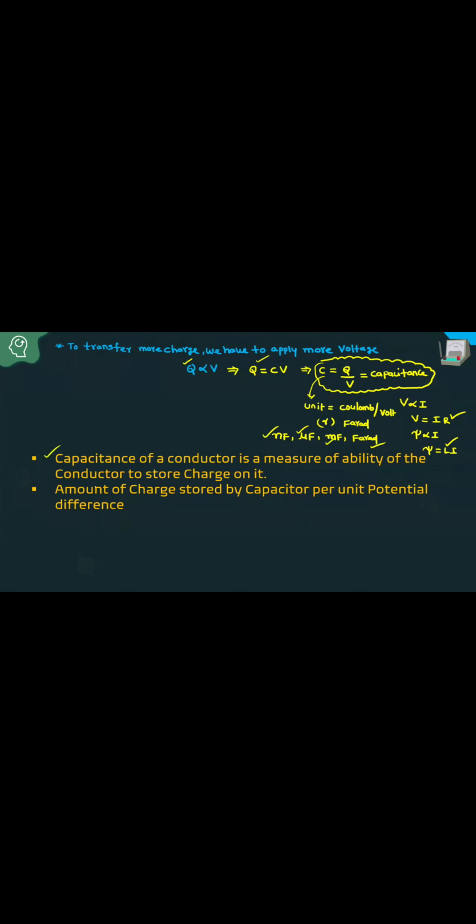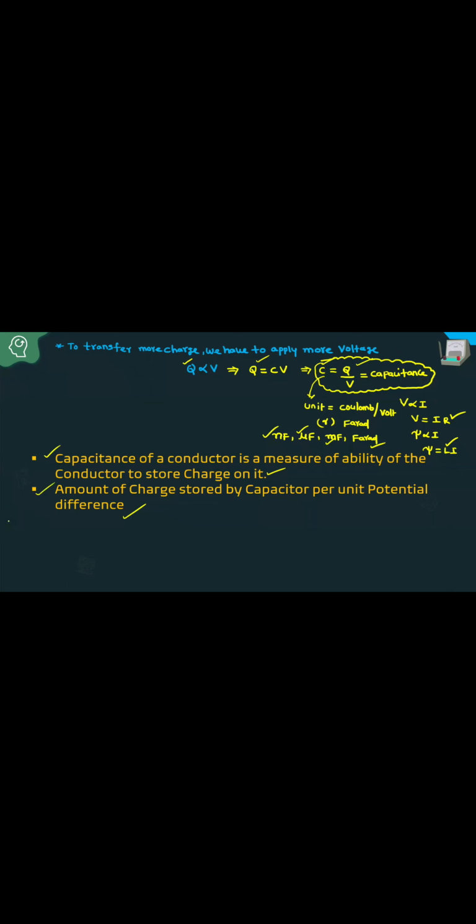Then how to define the capacitance? Capacitance of a conductor is a measure of the ability of the conductor to store charge on it. Higher the capacitance, higher the storage of energy. Amount of charge stored by a capacitor per unit potential difference is called capacitance. This is the definition of the capacitance.